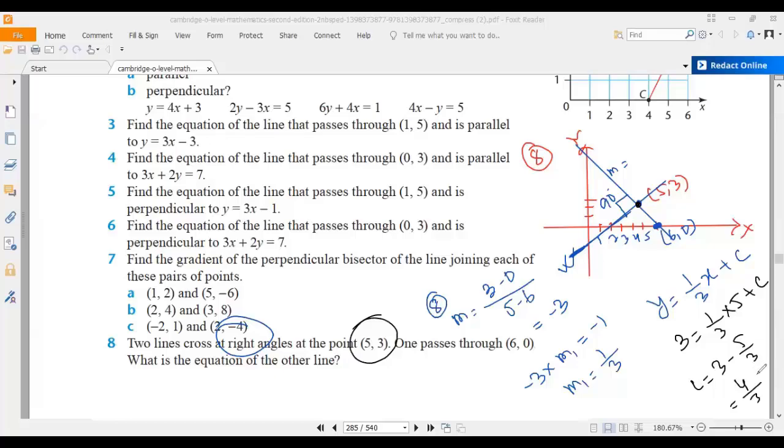Now if we put the value of c in this equation, the final answer will be y equals 1 by 3 x plus 4 by 3. If we simplify this, we get 3y equals x plus 4, or x minus 3y plus 4 equals 0. So this is the equation of the other line.